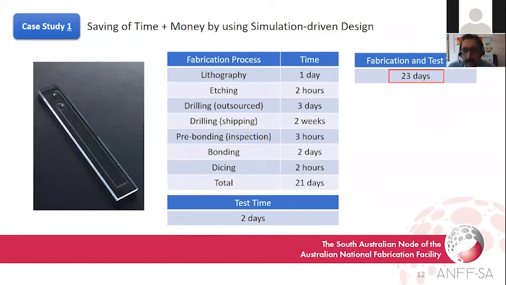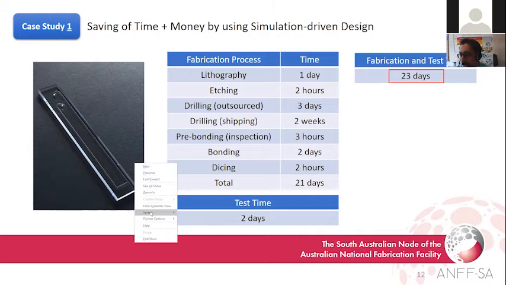This is a multi-layer glass device. Let me change to the laser pointer. Here we go. So this is a multi-layer glass device. It's made up of 4 layers of glass. It's very expensive to build. For each, you need to spend $1,000 to fabricate this device. And the fabrication process is complex and lengthy.